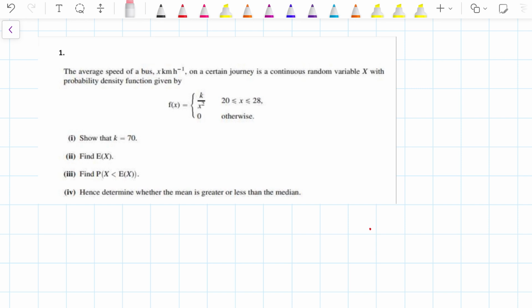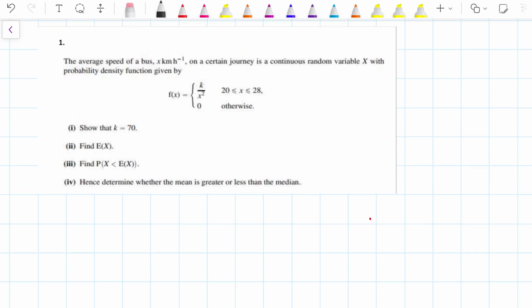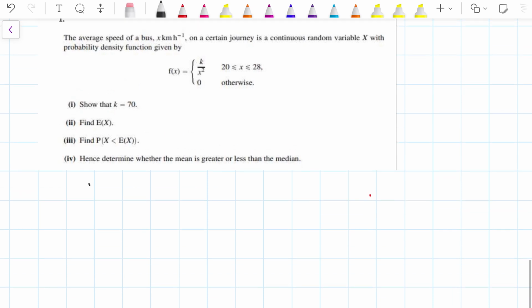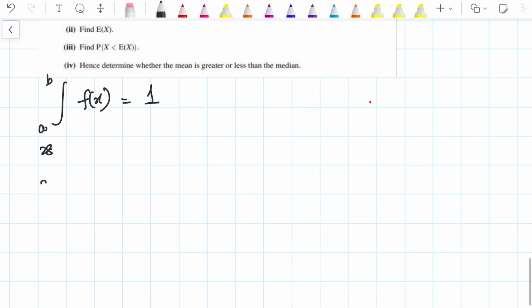Alright, so let's start with the past paper question. The first question is, the average speed of a bus on a certain journey is a continuous random variable with probability density function given by this. Show that the value of k is equal to 70. So in the first concept that I told you, when you integrate the function with full limit, the answer is equal to 1. So let's integrate k upon x square with the limits 28 and 20.